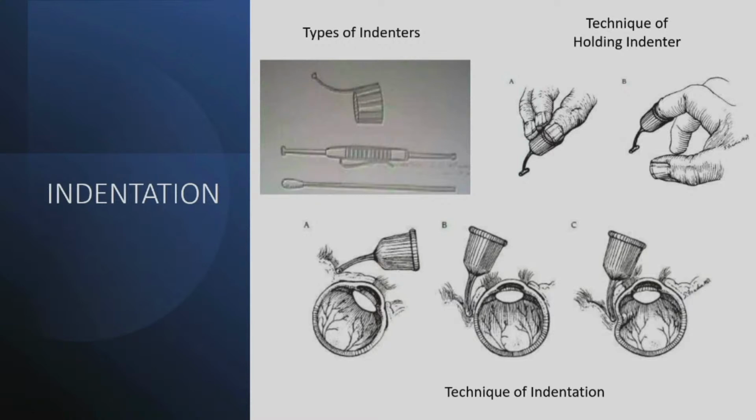So the curved indenter is the most common indenter you will start working with in your PG life. There is also a stick indenter, and in the case of a pediatric child, or if you don't have any indenters, you can even use something as simple as a Johnson & Johnson cotton bud. Any cotton bud can also be used to indent your ora.